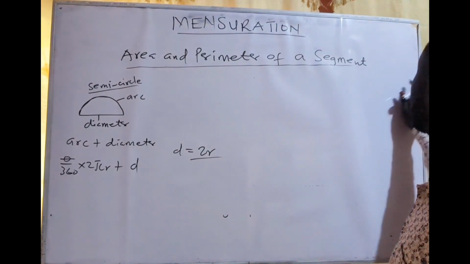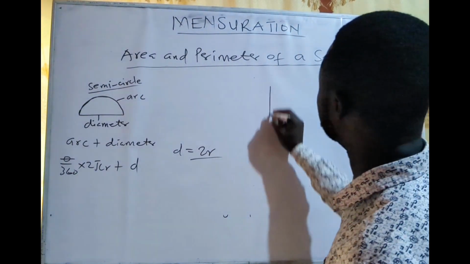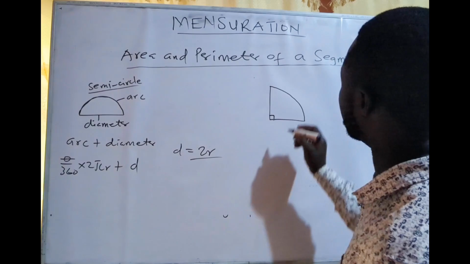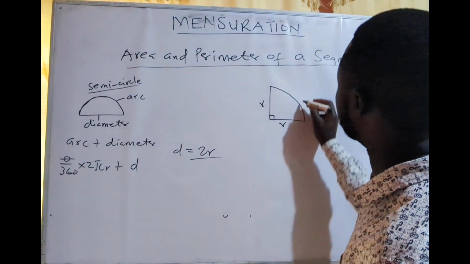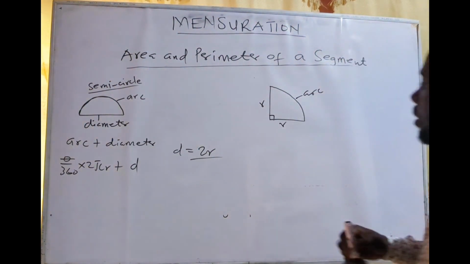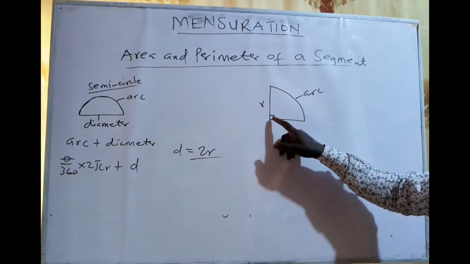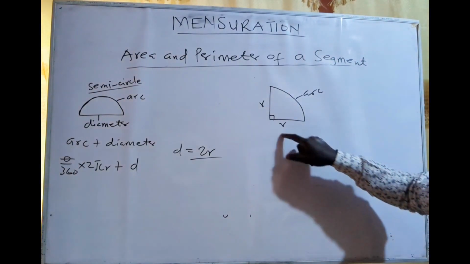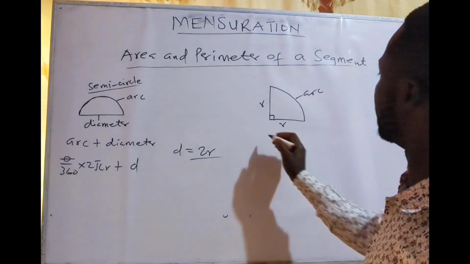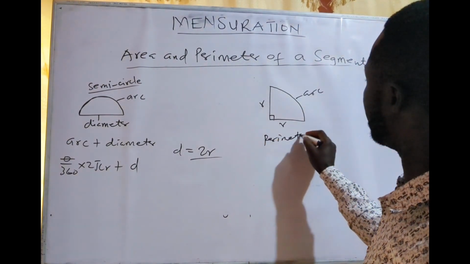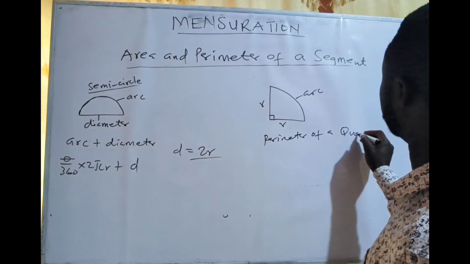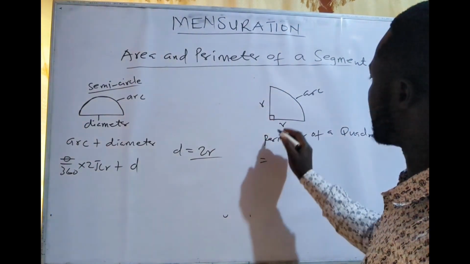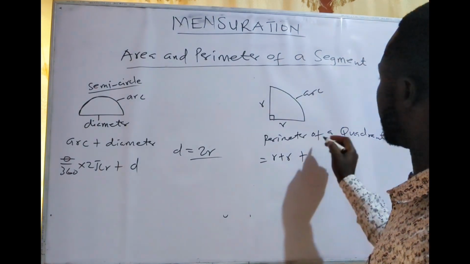Let's also take a quadrant. What is a quadrant? A quarter of a circle. Here will be the radius, here will be the radius, and because it's a quarter of a circle, the angle is definitely going to be 90. So you have two radii and an arc. The perimeter of a quadrant will be r plus r plus the length of the arc.